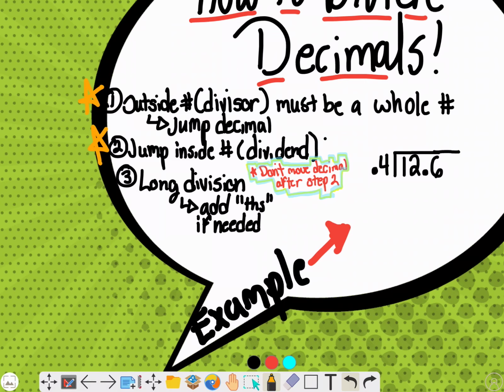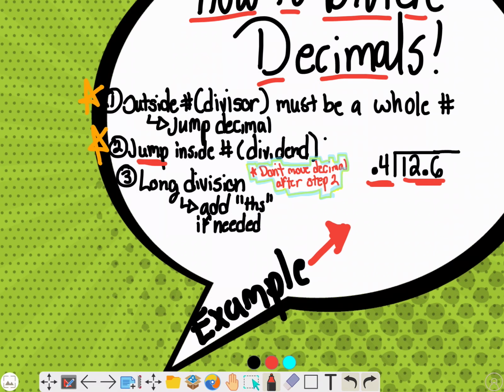Step one is that your outside number, which is your divisor, has to be a whole number. You're going to have to jump it over to make it a whole number, which means however many times you jumped the divisor means you need to jump the inside number also. Then you've got to do long division. You can add some THs if needed. What the THs means is your tenths, hundredths, thousandths, ten-thousandths, all your decimal numbers are going to have a TH at the end to let you know that they are a decimal.